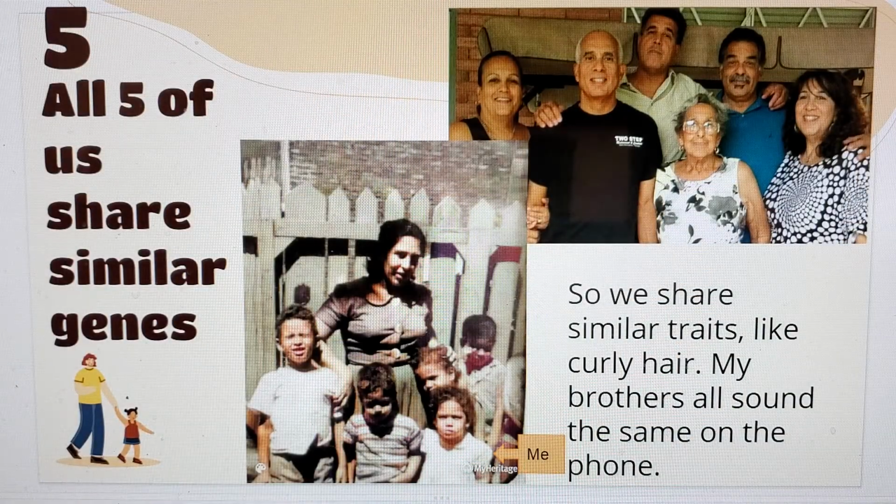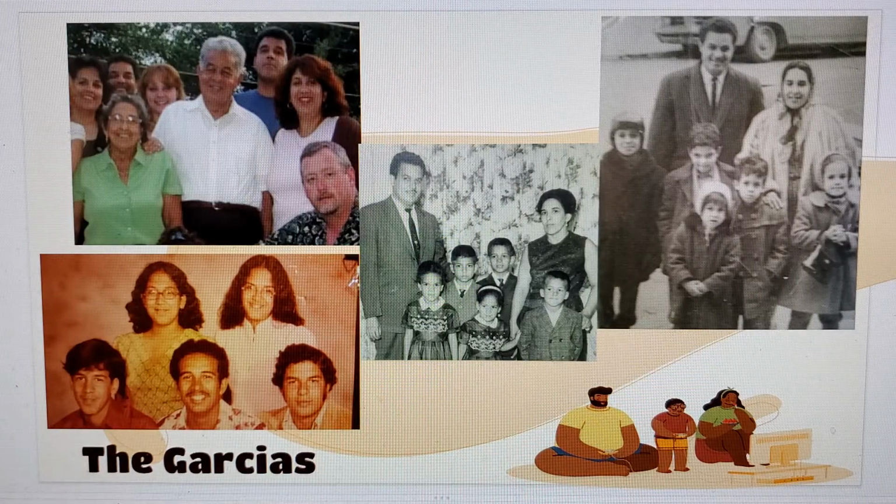And of course, we all share similar genes because my parents are my brothers and sisters' parents as well. And some of the similar traits that we have is like we all have curly hair. My brothers, they all sound exactly the same on the phone. So, and look, there I am again. So, those are traits that are visible. Again, there's some traits that you can't see but like, oh, I walk just like my mom, or I sing like my dad, etc. And here's just some other pictures of us.